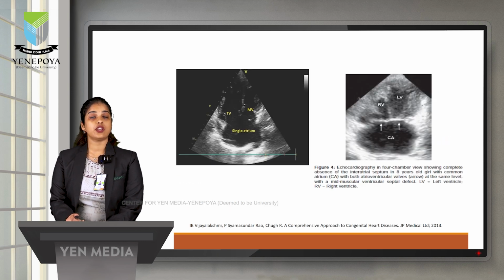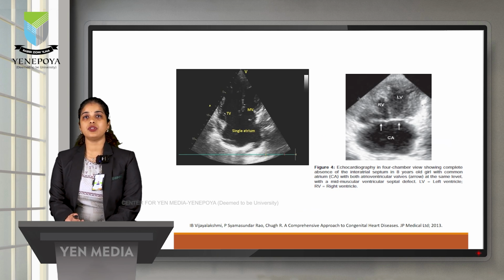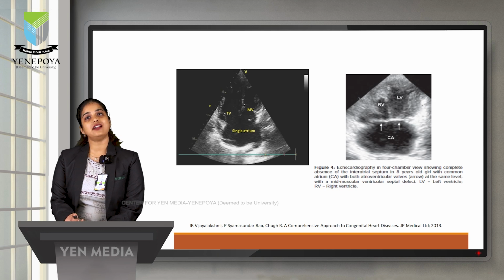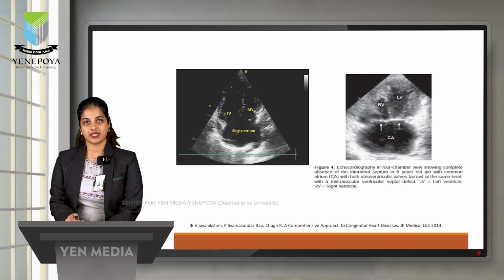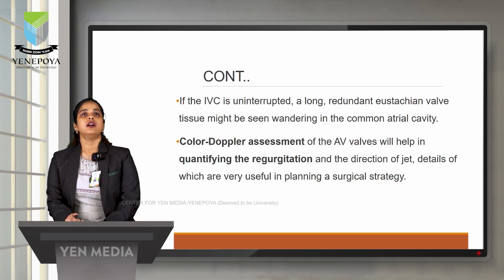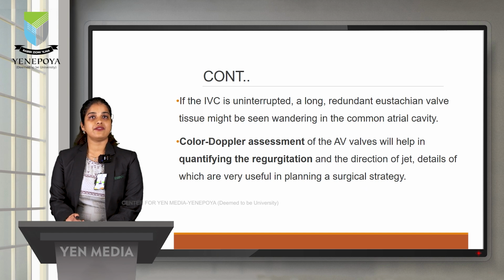And this is a picture showing common atrium. In the first picture you can see the interatrial septum is absent, and in the second picture you can see the tricuspid and the mitral valves are at the same level, which occurs in common atrium. Also, in the subcostal view we can see the IVC, if there is any association of common atrium with an interrupted IVC. Color Doppler assessment will help us see whether there is any regurgitation, and to assess the direction of the jet.